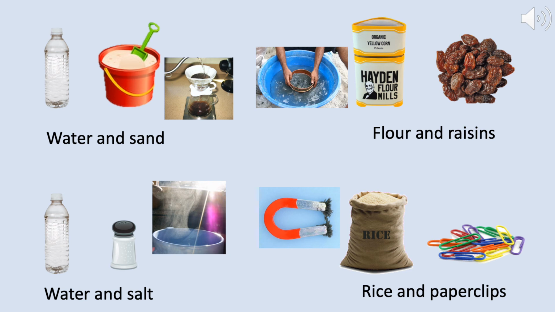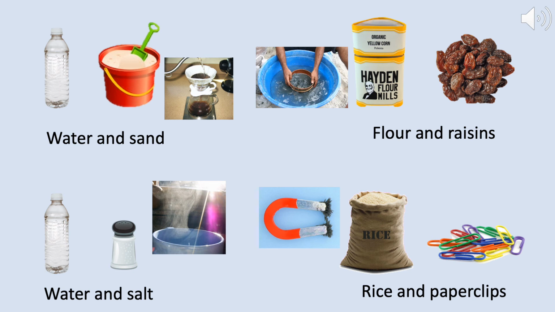Flour and raisins, hopefully you said that you would need to sieve it, because the fine, small flour particles would be able to pass through the sieve's holes, but leave the raisins, which are a lot bigger and wouldn't fit through the hole. That would be the best way to separate the flour and raisins.